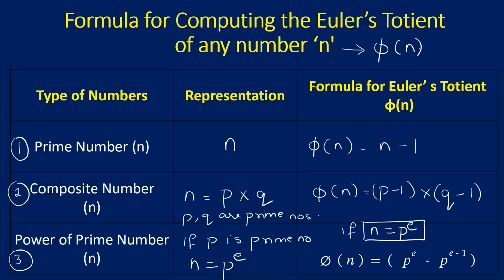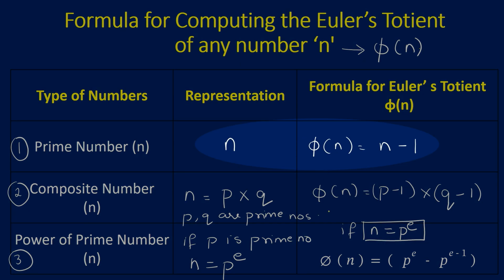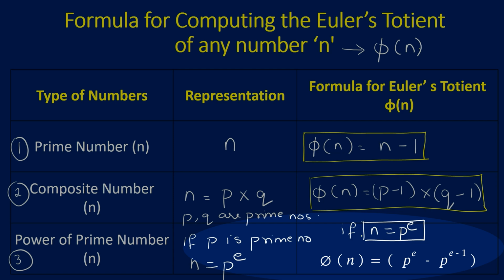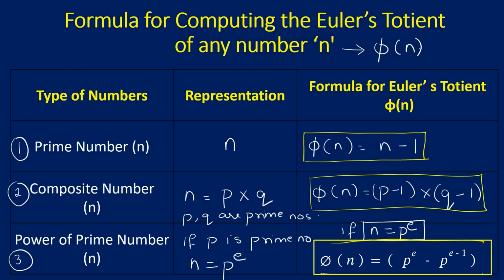Therefore, there are 3 formulas which you should know. If n is prime, you will use phi of n is equal to n minus 1. If n is a composite number made up of multiplication of 2 prime numbers p and q, you will find phi of n as (p minus 1) into (q minus 1). And if the number n is a power of a prime number, that is n can be represented as p raised to the power of e, where p is a prime number, then you will use the formula p raised to e minus p raised to e minus 1. So using these formulas, we will now solve numericals in our next video.